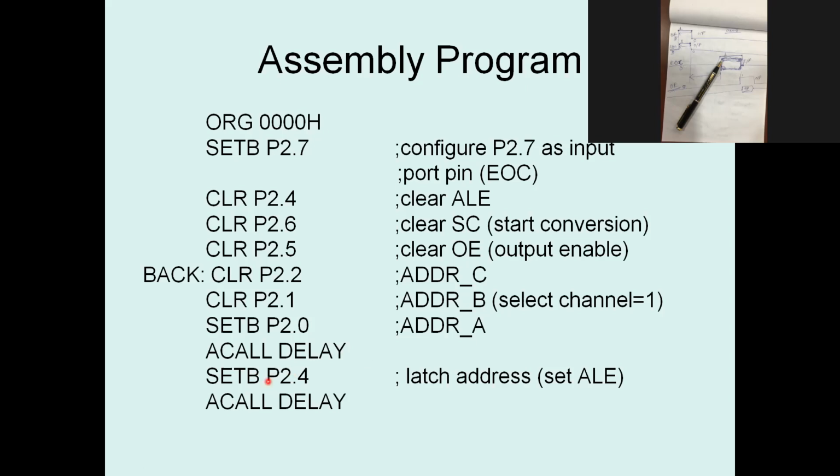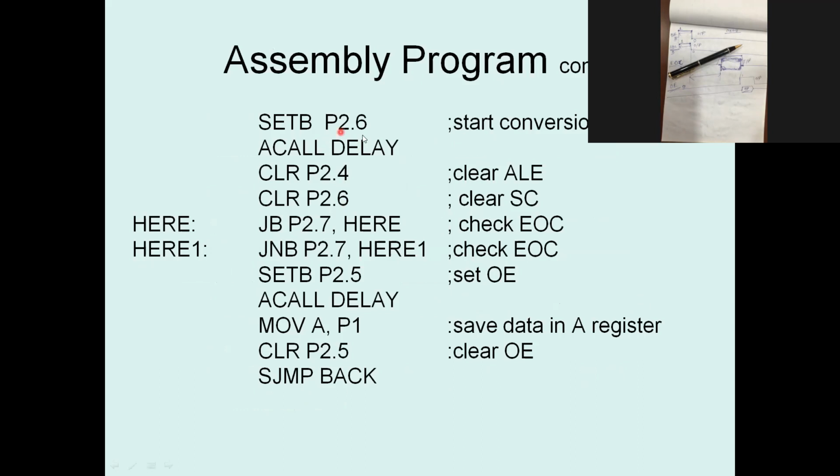Then SETB P2.4. What is the function of SETB P2.4? It sets the P2.4 pin, meaning it becomes 1. P2.4 is connected with ALE, so the ALE signal is made high. There is a requirement to wait, so a call delay. Then again I give the SOC signal, start of conversion, SETB P2.7, again a call delay. Then both signals are made 0.